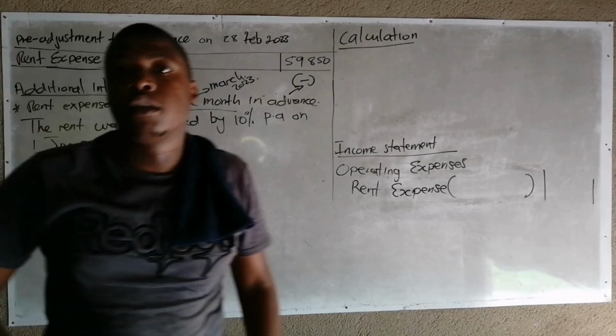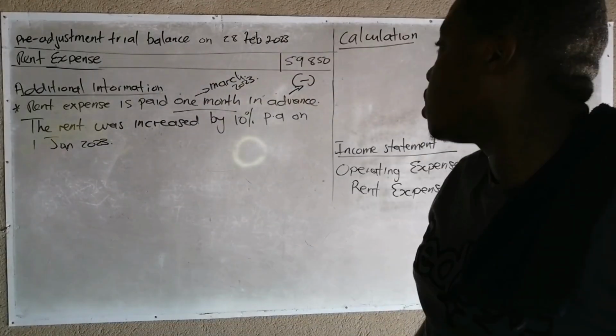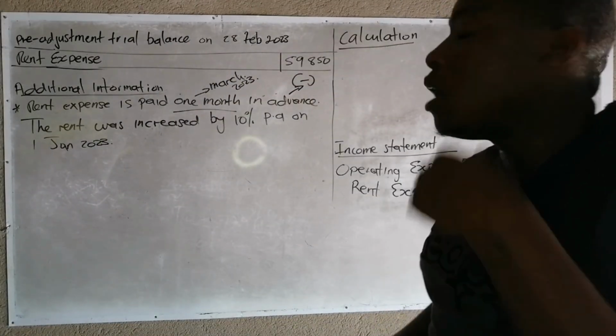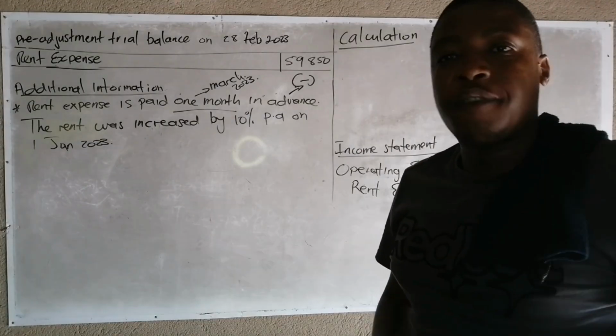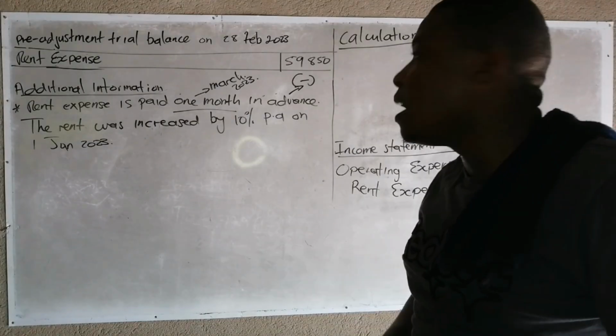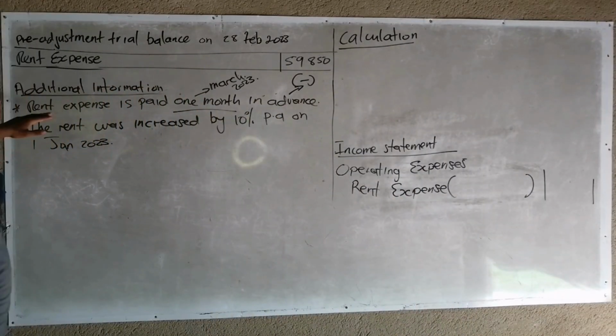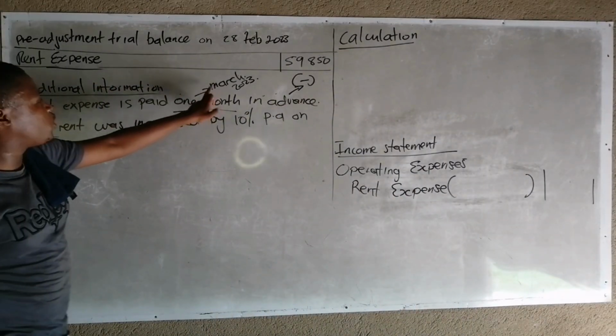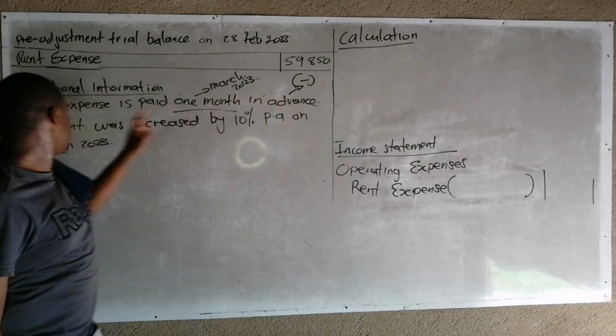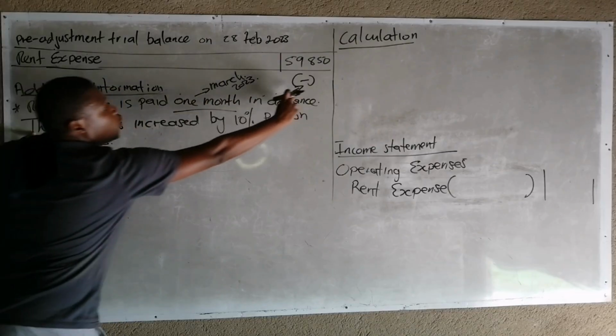Because this amount is advanced, we know that if it's advanced, it should be subtracted because it does not fall in the financial records of the current financial period. So this amount was paid for the next financial period, so it should be removed from the books of the current financial period, guys. Okay, so they said rent expense is paid 1 month in advance, that month is March and it was paid in advance, which should be subtracted.